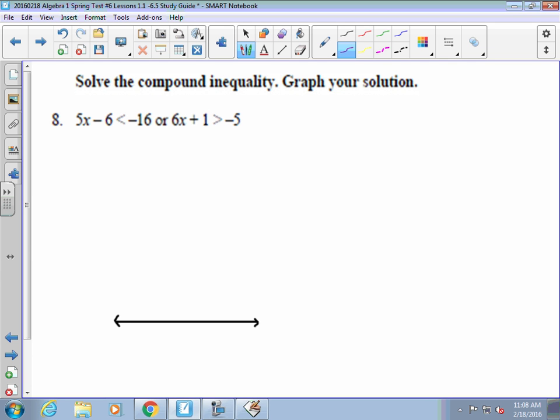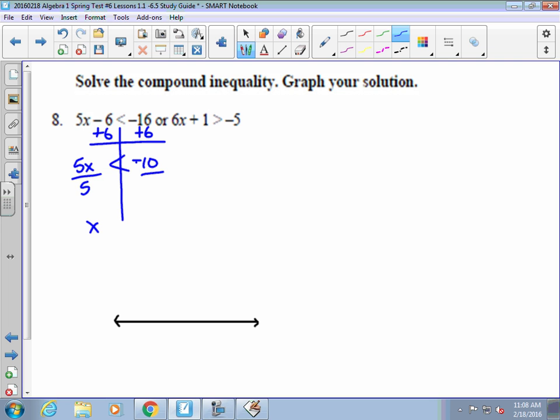Number 8 says to solve the compound inequality and graph the solution. So the same thing we were doing a minute ago, except these are not and inequalities. This is an or inequality. So solve them as two separate ones. This one here first. Want to get x by itself, add 6 to both sides. Negative 16 plus 6 is negative 10 here. We still have 5x, and there's no reason to reverse the symbol.